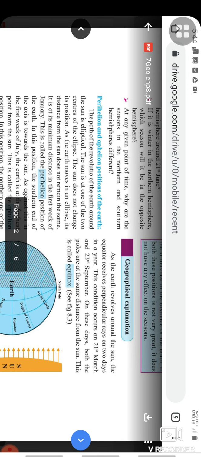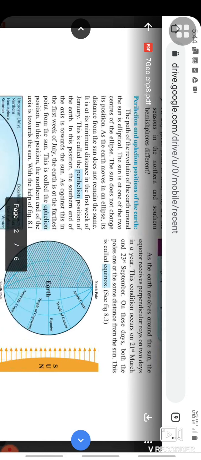Perihelion and aphelion positions of the earth. The path of the revolution of the earth around the sun is elliptical. The sun is at one of the two foci of the ellipse. The sun does not change its position as the earth moves in an ellipse. Its distance from the sun does not remain the same. It is at its minimum distance in the first week of January.